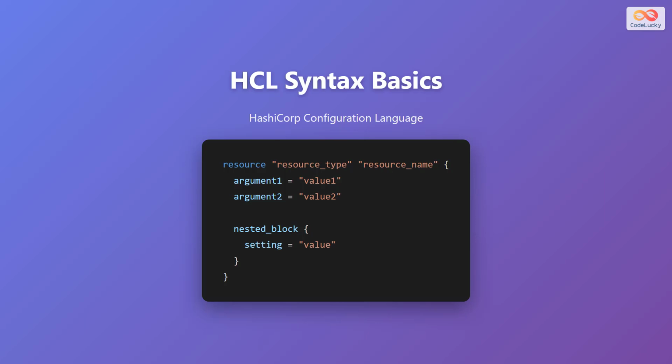Terraform configurations are written in HashiCorp Configuration Language, or HCL for short. The basic syntax is straightforward. You define blocks using a resource keyword, followed by the resource type in quotes, then the resource name in quotes, and then curly braces containing the configuration. Inside the block, you specify arguments as key-value pairs. You can also nest blocks within blocks to define more complex configurations. The syntax is designed to be human-readable, while still being powerful enough to describe complex infrastructure.